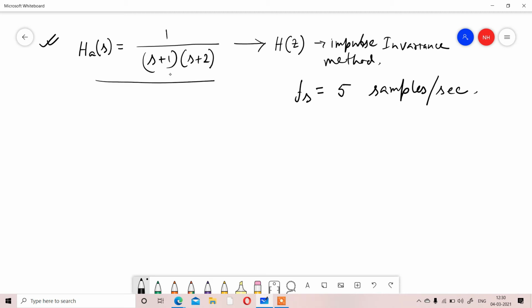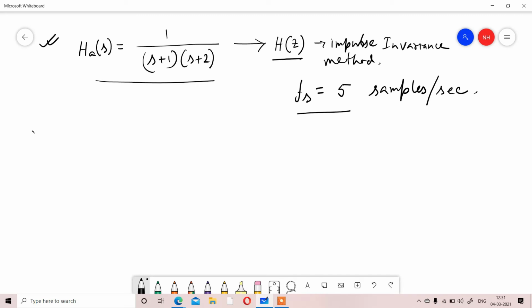H(s) is given, you have to calculate H(z), where Fs is given as 5. Okay, so to solve that problem, you have to maintain all the steps. That is, from H(s) you have to calculate h(t). After h(t) you have to discretize that, meaning you have to do the sampling over h(t) to get h(nT), and then you have to use the Z transform over h(nT) to get H(z).